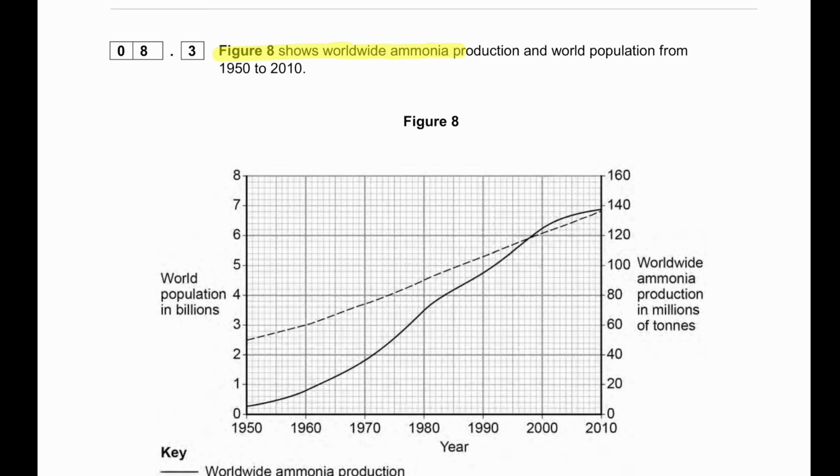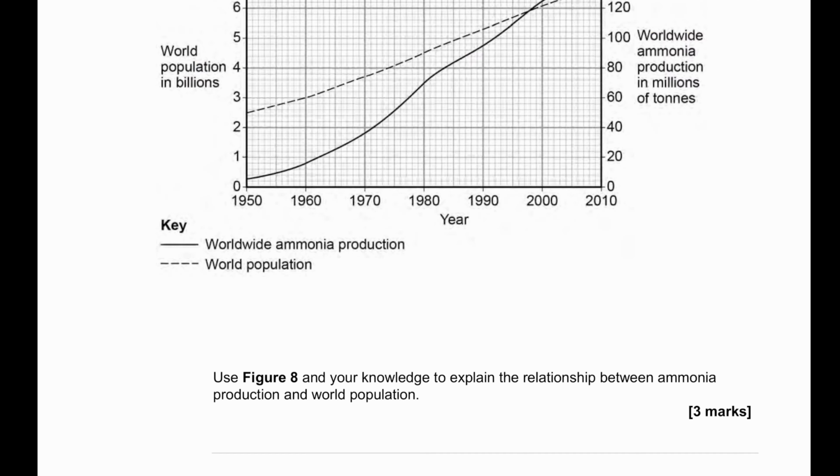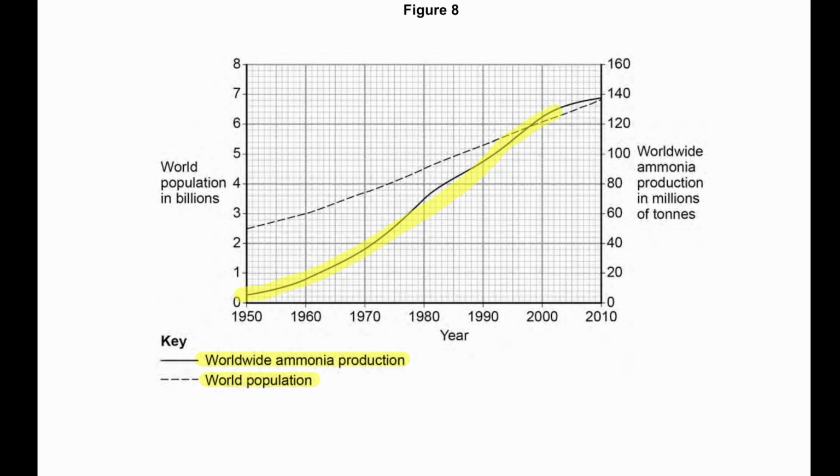Figure 8 shows the worldwide ammonia production and world population from the 1950s to 2010. So worldwide ammonia production and world population both go hand in hand. We can see both are increasing from the 1950s to 2010.